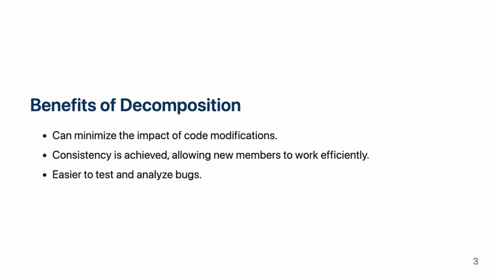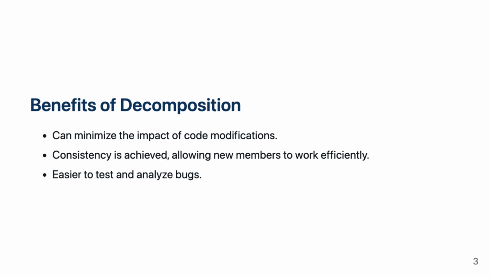Beyond modularization, there are further advantages to dividing code. First, it minimizes the impact of code modifications. By minimizing the dependencies between divided elements, the scope of impact of modifications can be limited. Modularization also makes it easier to control visibility, which helps in dependency management.